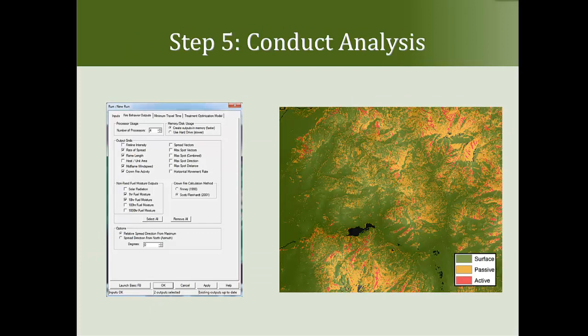So that brings us then to step 5, where we are going to now conduct our analysis. In this slide, I'm just depicting that I've used FlamMap 5, Fire Behavior Modeling System, to model fire behavior hazard, and I'm characterizing that hazard as things such as rate of spread, flame length, and as this map shows, ground fire activity or fire type.